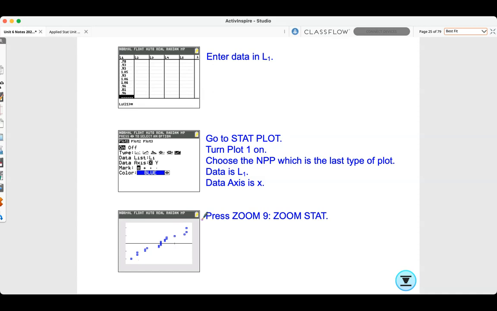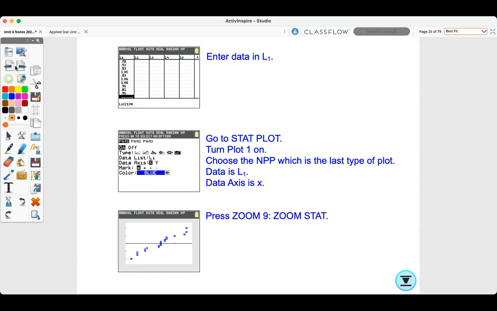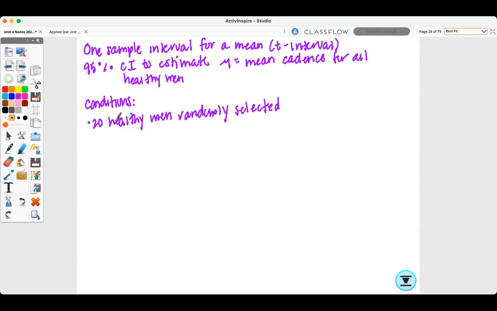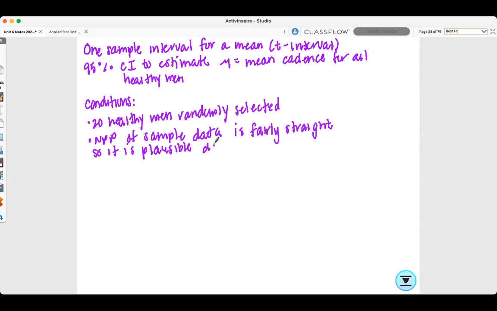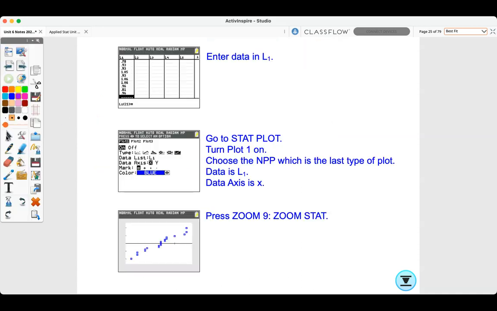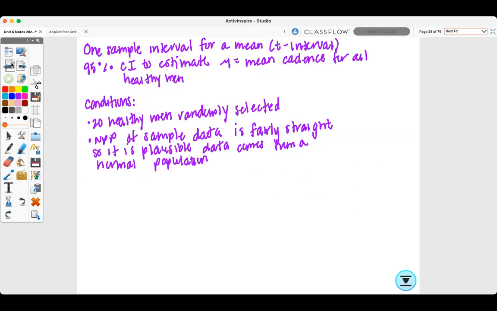The normal probability plot of the sample data is fairly straight, so it is plausible the data comes from a normal population, and that's what you would say, because this is fairly straight data. So we would say the normal probability plot of sample data is fairly straight. So it is plausible data comes from a normal population. And you want to draw a sketch of that normal probability plot and include it.